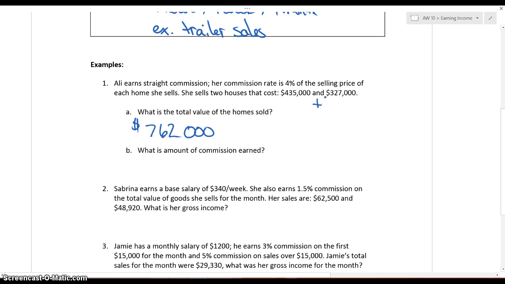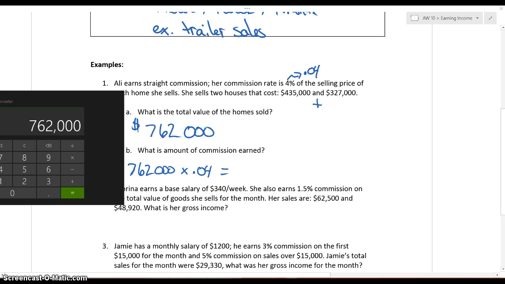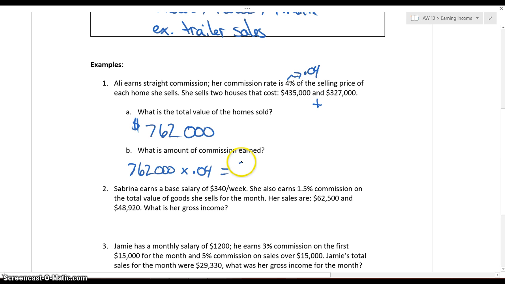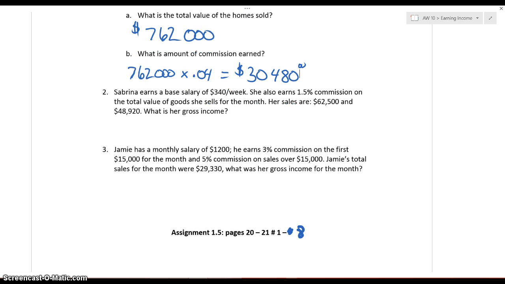So her commission, 4%, changed to a decimal, is 0.04. You're going to take your 762,000 and times that by 0.04, which is 30,480. So her earnings are $30,480. Not bad, eh? That's why a lot of people like to be realtors. So when it's good, it's good. When it's bad, it's bad.